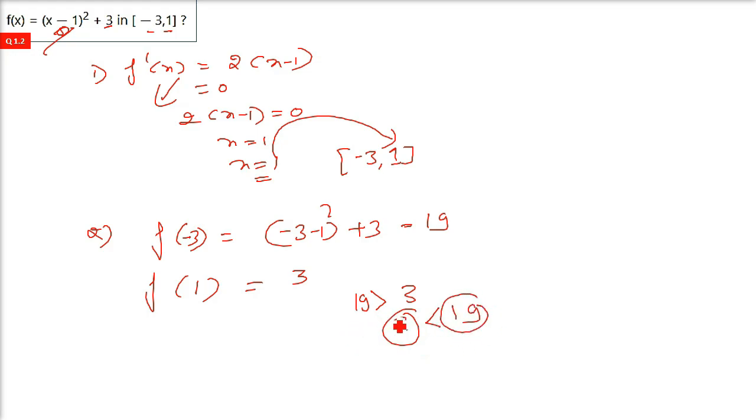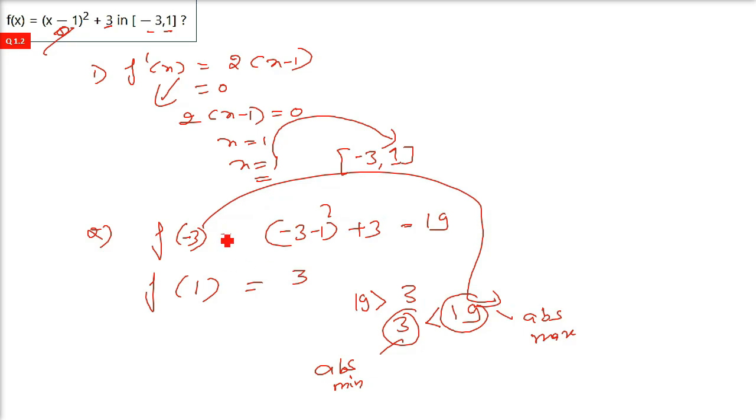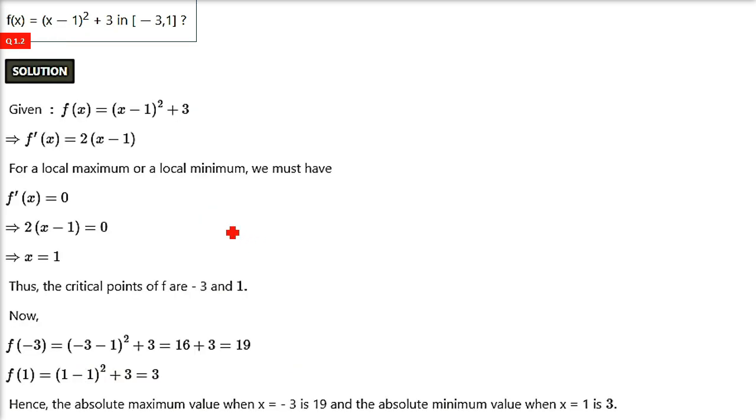So the lowest, or the absolute minimum value, is 3, which we got when we placed x equals 1. Similarly, the absolute maximum value we got is 19, which is the maximum value. And this we got when we had x equals -3. This is the reference for you. You can follow this reference and solve it.